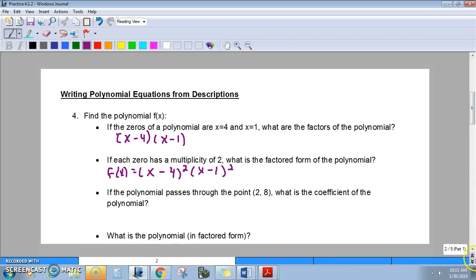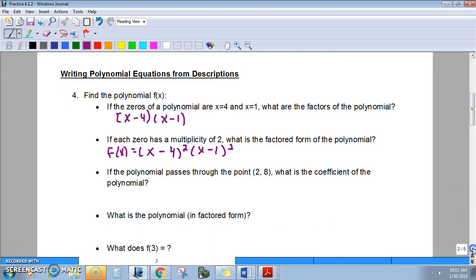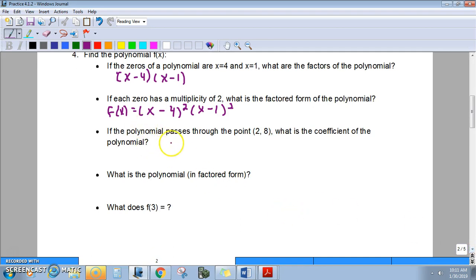If the polynomial passes through (2, 8), what is the coefficient? So if I input 2, my output should be 8. Let's see what happens without finding the coefficient. We just have (2 minus 4) squared times (2 minus 1) squared. So 2 minus 4 is negative 2, squared is positive 4, times 1. So we just have positive 4.